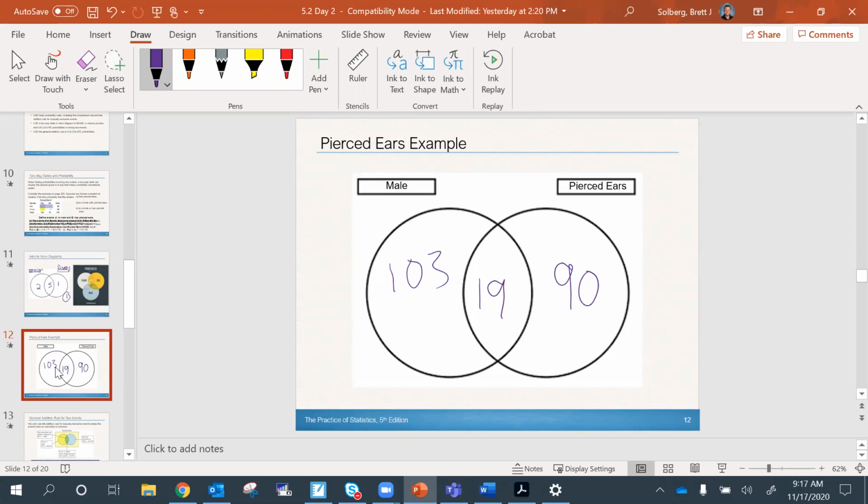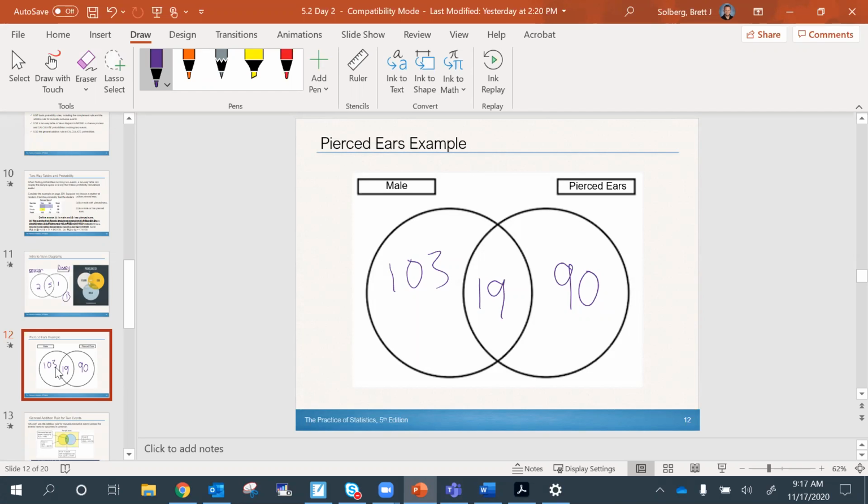And I'm just going to sit here until someone unmutes and tells me why that's wrong. So somebody get on it. Is it because they're counting 19 twice again? Yes, thank you, Brandon. It is because we're doing that again.